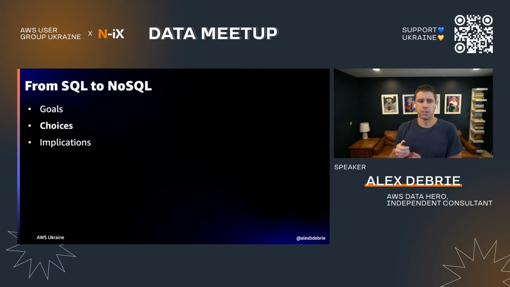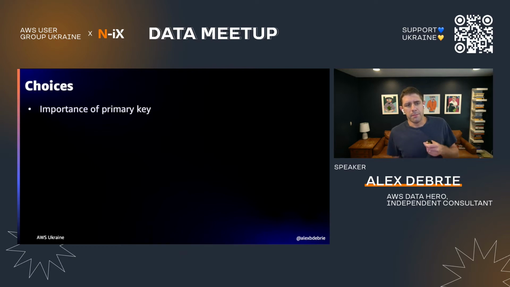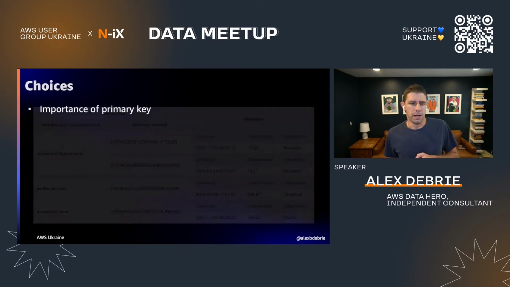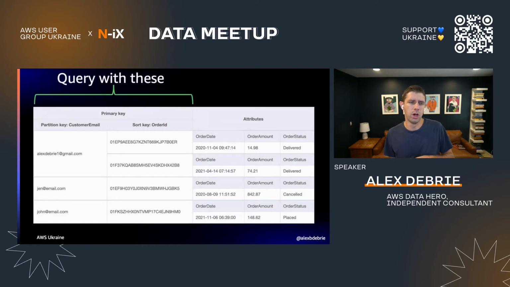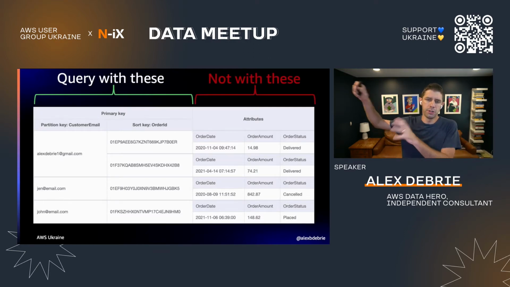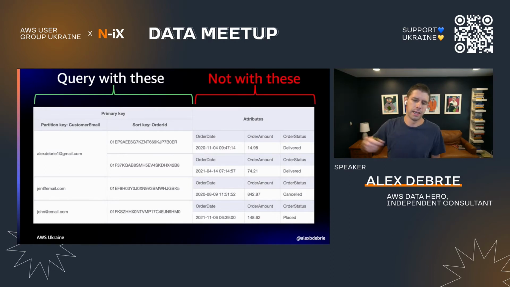Let's move from goals to choices and understand what choices Dynamo made to implement those goals. The first choice they make is really relying on the importance of that primary key. So we go back to our orders table, and I talked about that primary key. When you're working with this table, you want to query with that primary key. You want to query with that customer email, maybe with that order ID in there, but you don't want to query with those other attributes, those schemaless attributes that are included in your items as well.